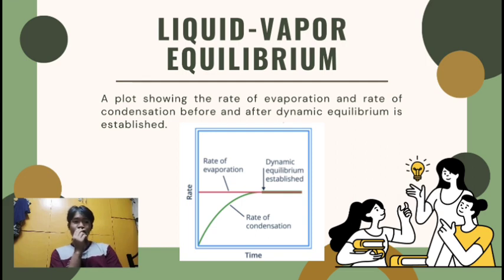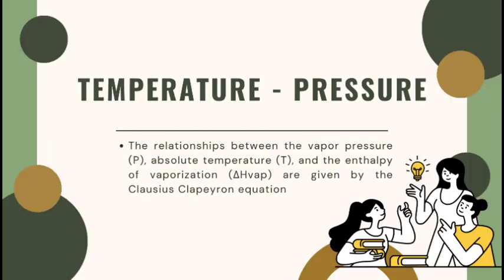Their potential to collide with and become stuck in liquid molecules causes them to condense. As space gets smaller, the intermolecular forces of attraction get stronger. Dynamic balance is established when the rates of evaporation and condensation are equal. This picture shows the rate of evaporation and the rate of condensation before and after dynamic equilibrium is established.